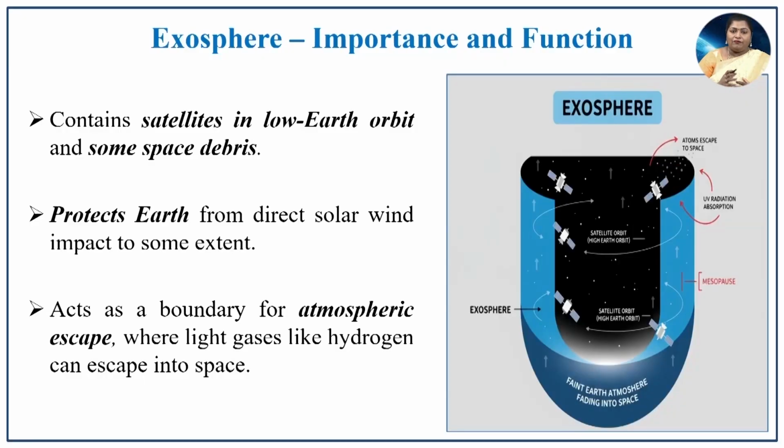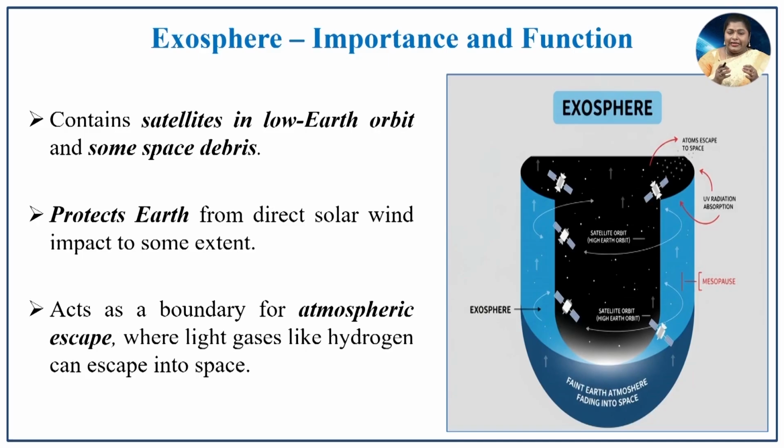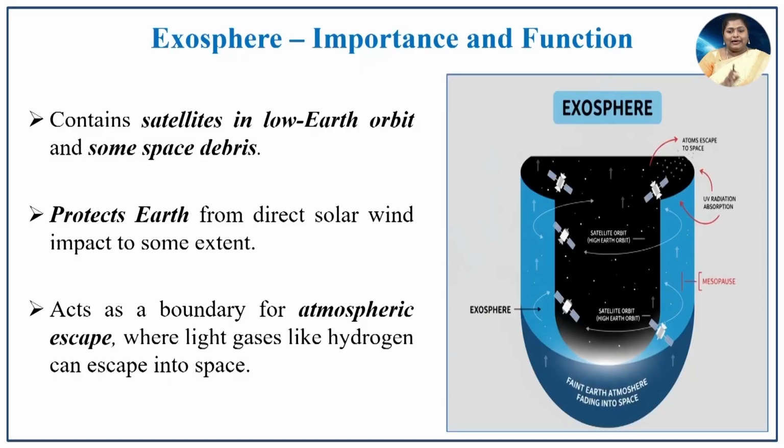It also protects from the direct solar wind to some extent, and it acts as a boundary for atmospheric escape. As we saw in the evolution of the atmosphere, hydrogen and helium freely escape to outer space. The same thing happens here. Atmospheric escape happens in this layer. It is the boundary for that process, where light gases like hydrogen and helium can escape to outer space easily.